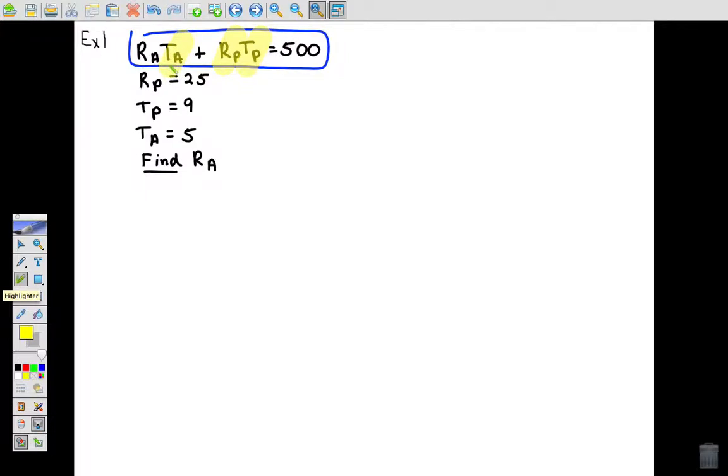So what I can do is substitute these values in. In other words, the only thing that I don't know is what RA is. So I'm going to substitute 5 in for TA. So I have 5 times RA, which we don't know what RA is, we're going to find that out, plus, what's RP equal to? Well, 25 times whatever TP is, which is 9, equals 500.